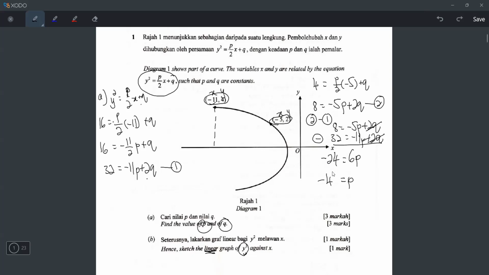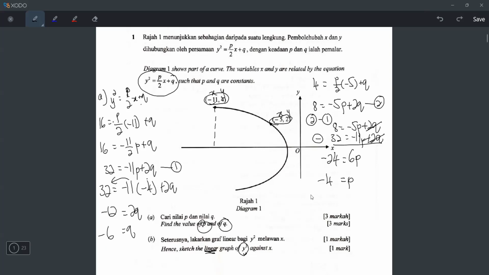And of course, after you know your p, you should substitute inside any of these equations to get q. So p is negative 4 plus 2q. So let's get my q now. We know negative 11 times negative 4 is positive 44. But when you move that, it becomes minus 44. What is 32 minus 44? Let's press negative 12. So I will get my q is negative 6. So that's my answer.